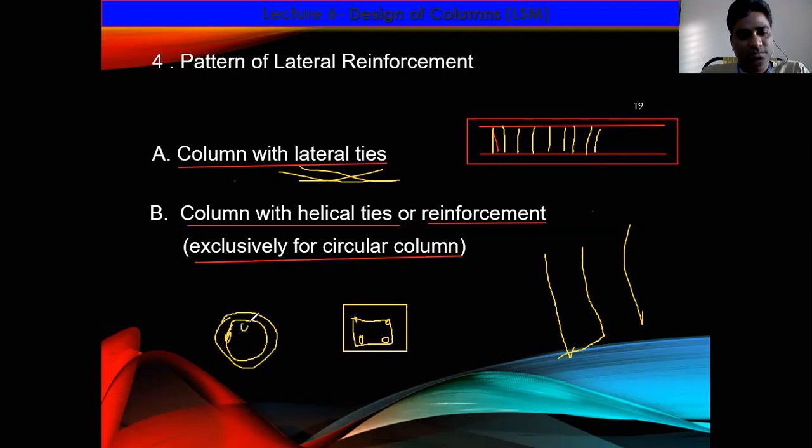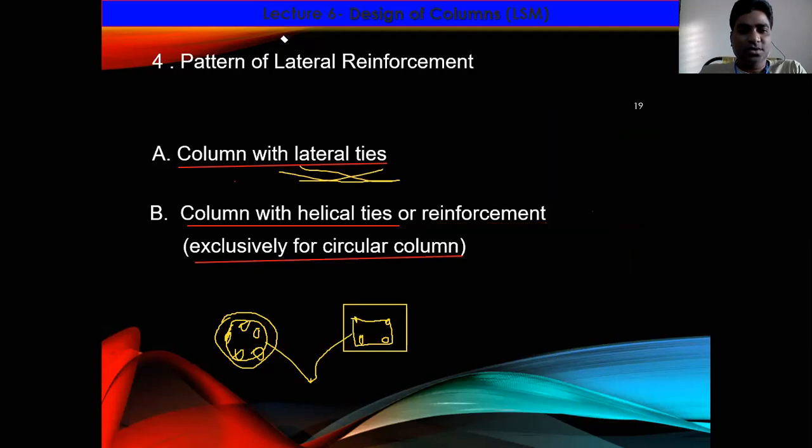And this is your main ring or longitudinal bar. This is called your lateral tie, right? These two are the lateral ties. Then we can call it a column with lateral ties. Then what is the other type? That is the helical tie. This is a special type of reinforcement which is provided in circular columns only, right? We cannot provide it in rectangular or square columns. We can provide it only in circular columns.